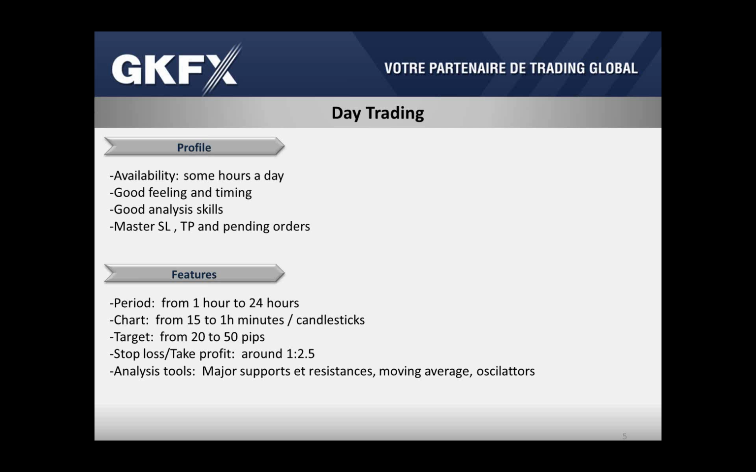The target, this time, is a short-term trading strategy, so your target can be greater, higher, from 20 to 50 pips. So it depends on the chart configuration and it depends on the pair. For example, on Euro USD, for day trading, your target can be around 30 or 40 pips.